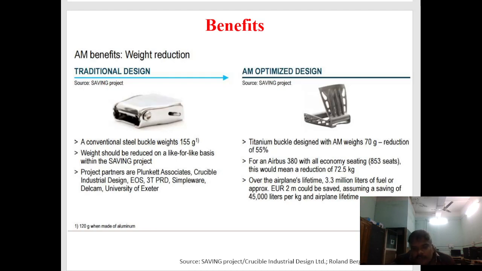The titanium buckle design with AM weighs 70 grams, a reduction of 55% for an Airbus A380 with all economy seating. This would mean a reduction of 72.5 kg. Over the airplane's lifetime, 3.3 million liters of fuel, or approximately EUR 2 million, could be saved, assuming a saving of 45,000 liters per kg over an aeroplane lifetime.